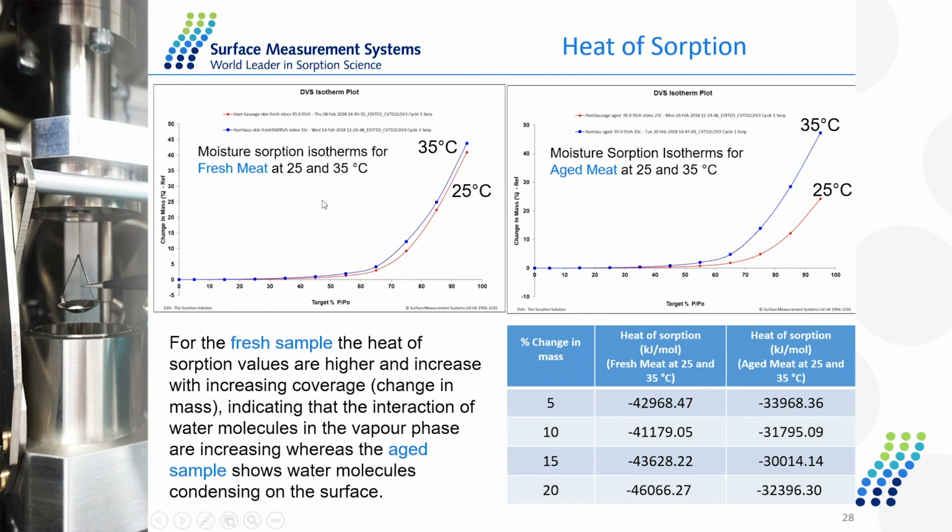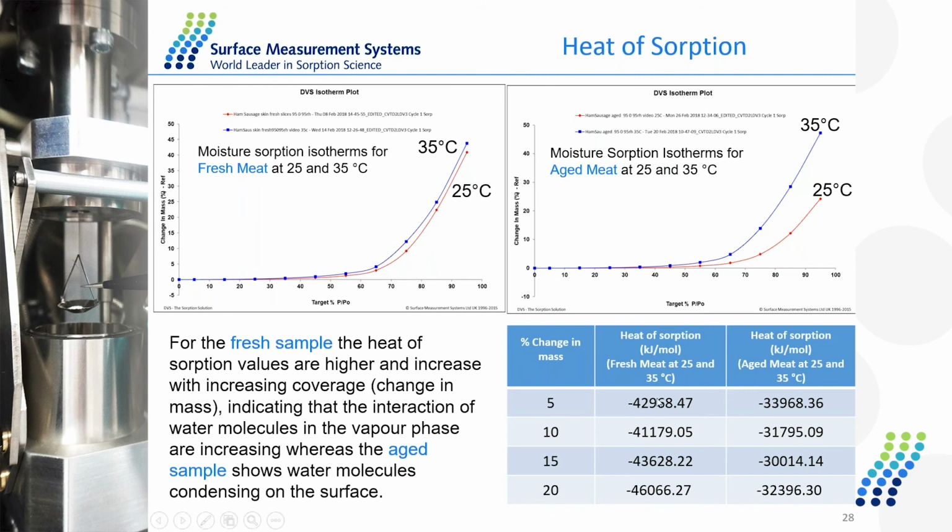So from the results for the fresh sample, we can see the temperature has very little effect, that the two lines are almost overlapping here. Well, for the aged meat, the uptake at 25 degrees is relatively lower than the uptake at 35 degrees. And from the isotherm, we could calculate the heat absorption with our macros easily.